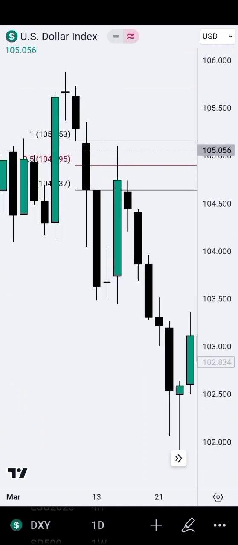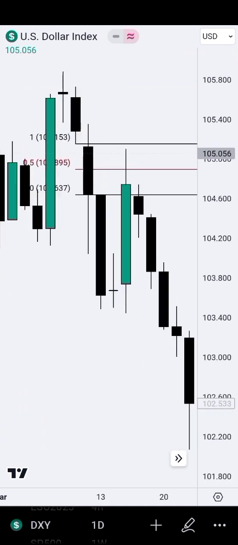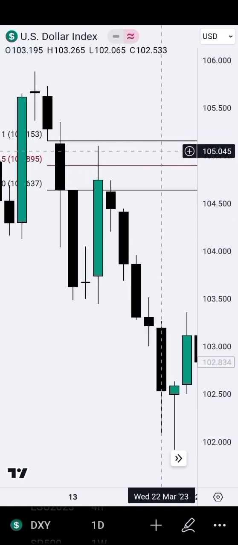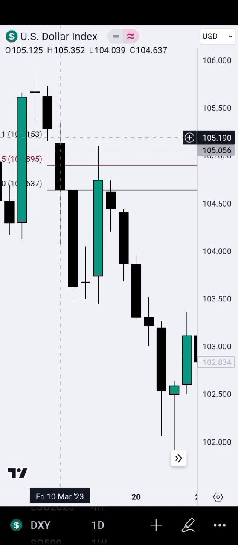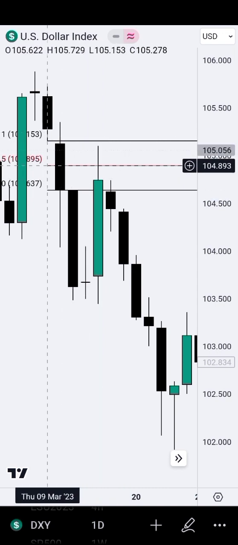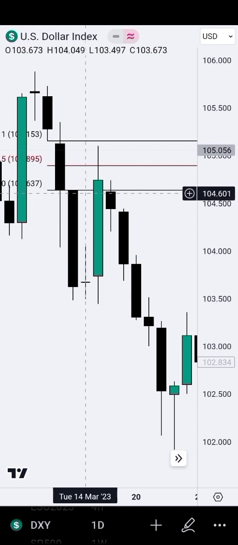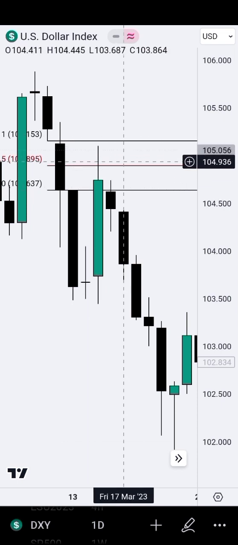All right, look at this. Look at this fair value gap. Look at this buy side liquidity resting here. But first off, I want you to pay attention to this fair value gap here. We have the lower portion, the higher portion, and the midpoint.